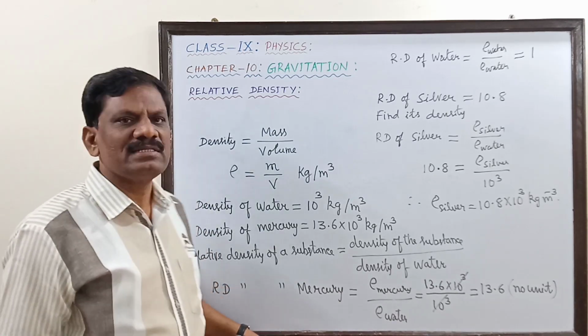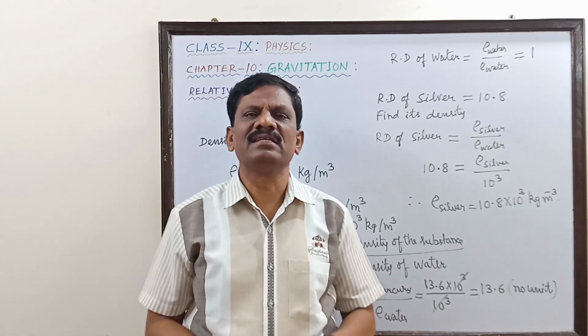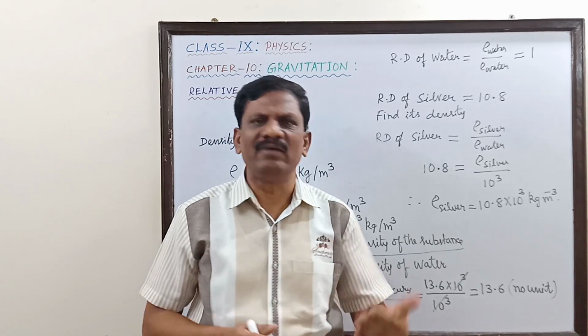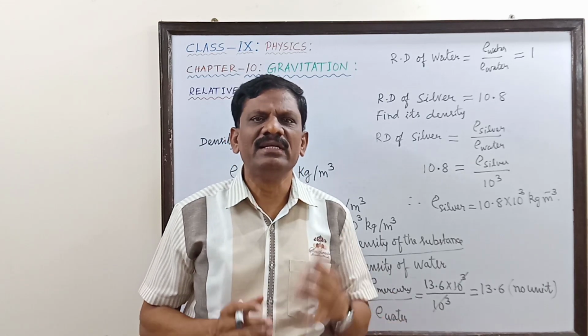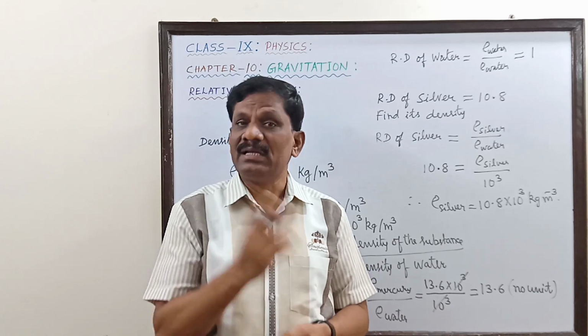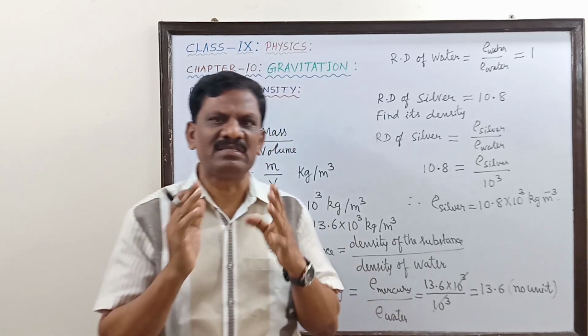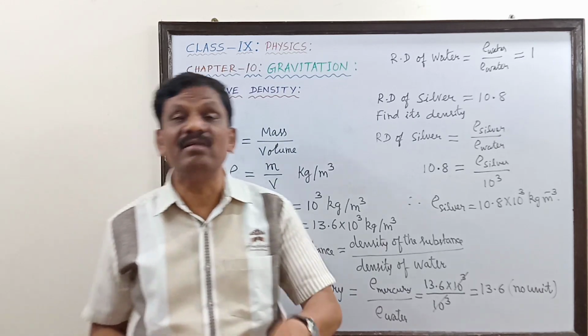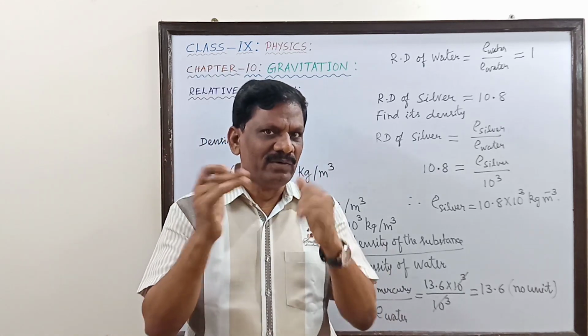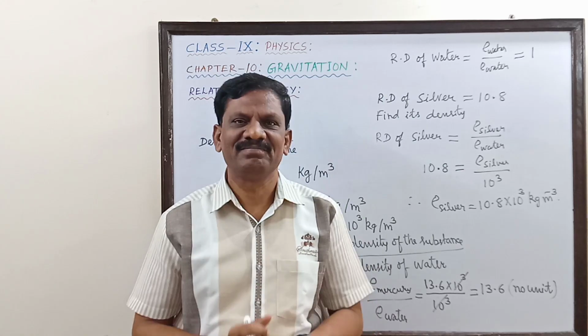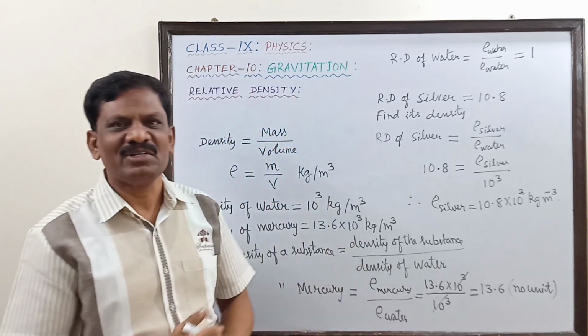So, my dear students, density of a substance is the ratio of its mass to the volume, and its unit is kilogram per meter cube. But relative density of any substance is defined as the ratio of the density of the substance to the density of water, and relative density has no unit. I hope you must have understood well. Fine.